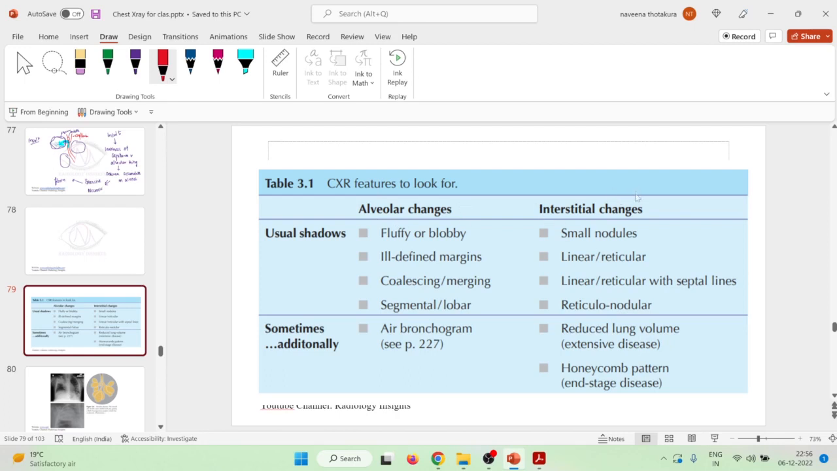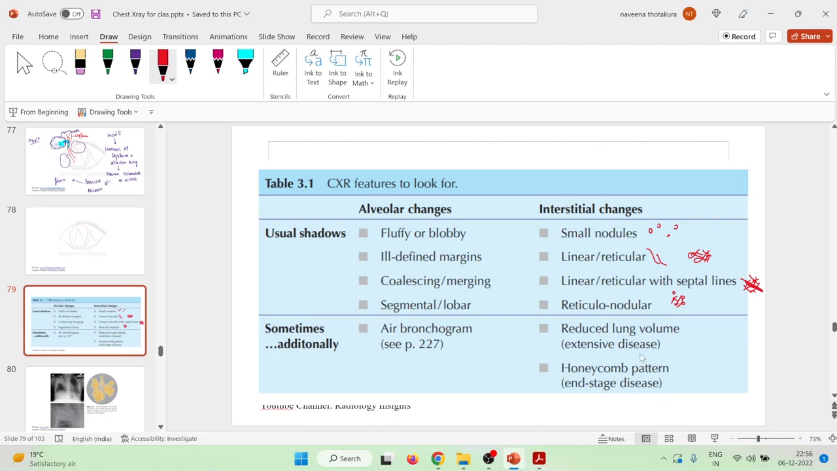Whereas in interstitial changes, we see the presence of nodules. Nodules are something like this. You will see linear or reticular opacities, with septal lines maybe seen. There can be reticular opacities with some nodules, that is reticulonodular. These interstitial changes are also associated with reduced lung volume, and a honeycombing pattern is also seen.